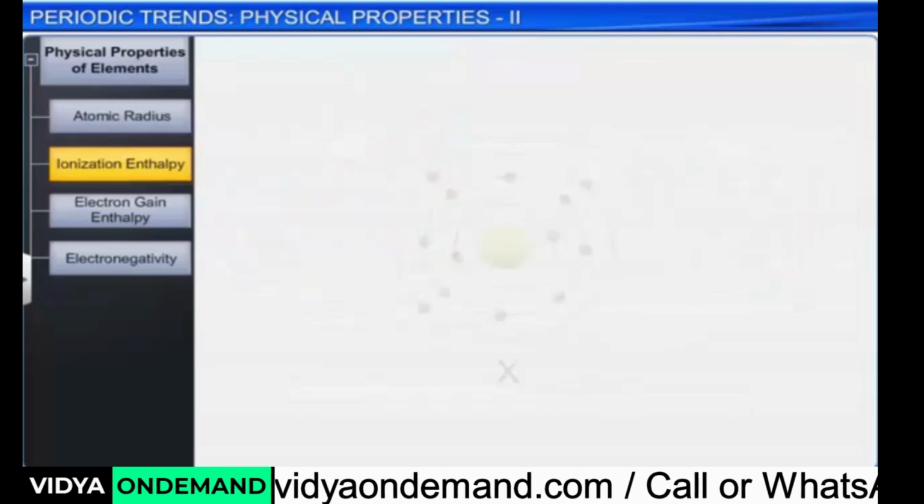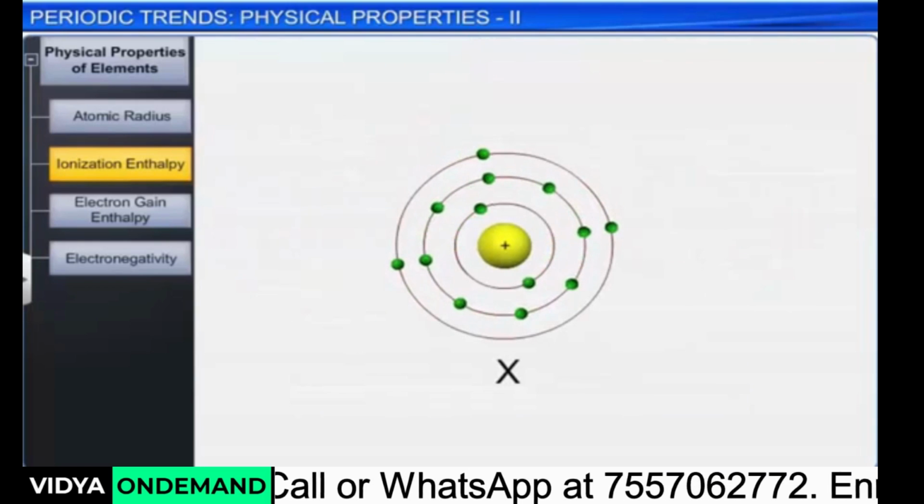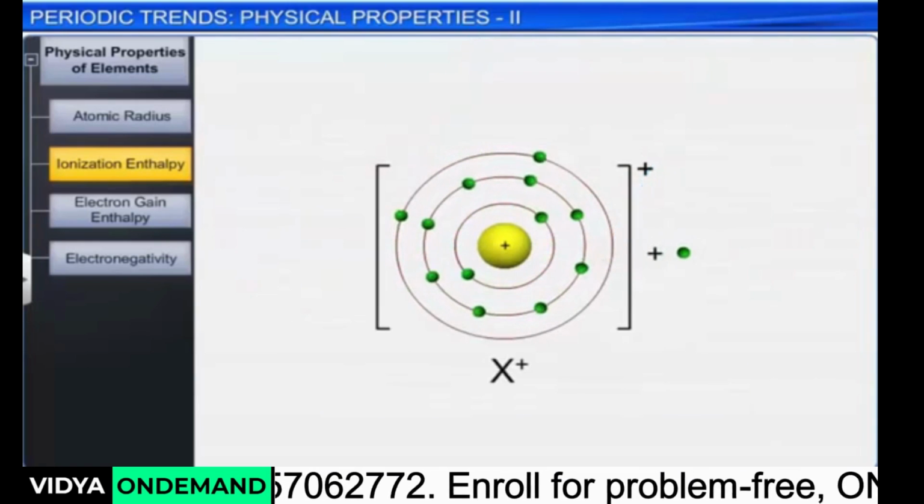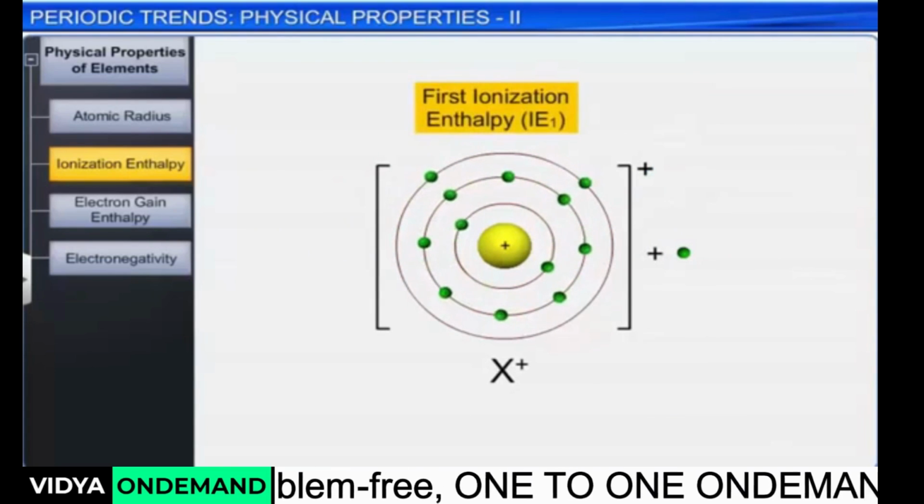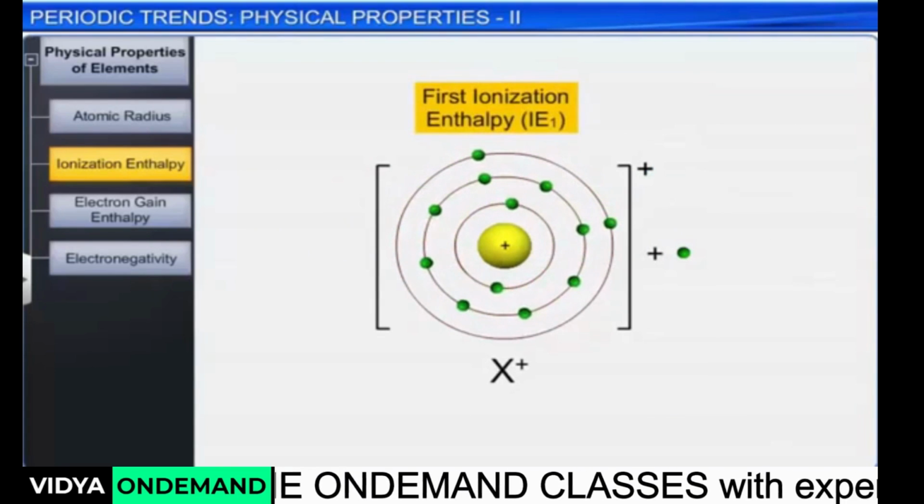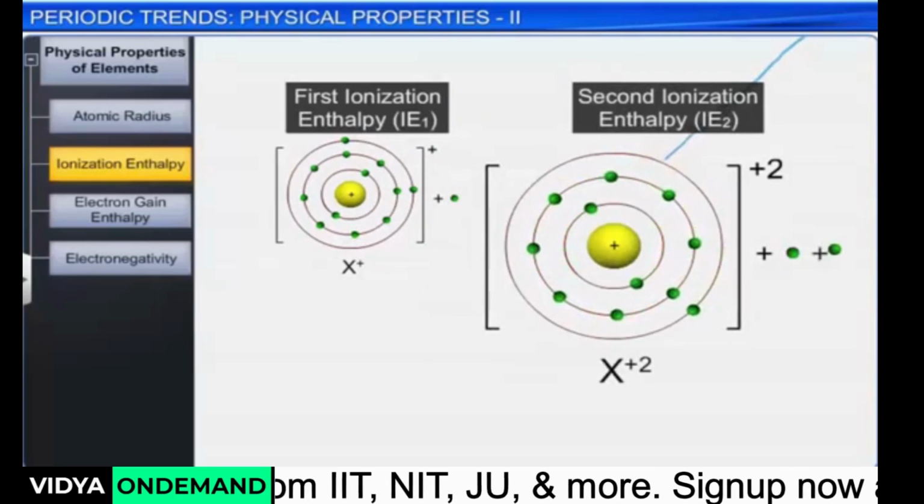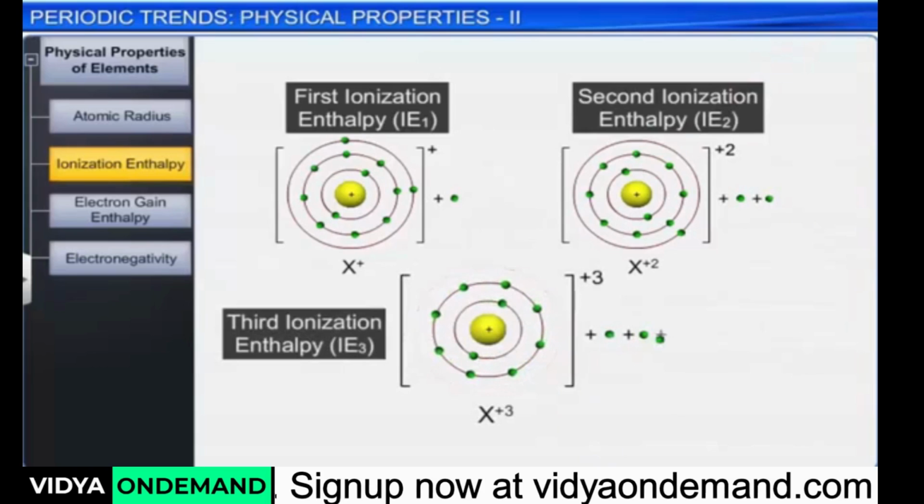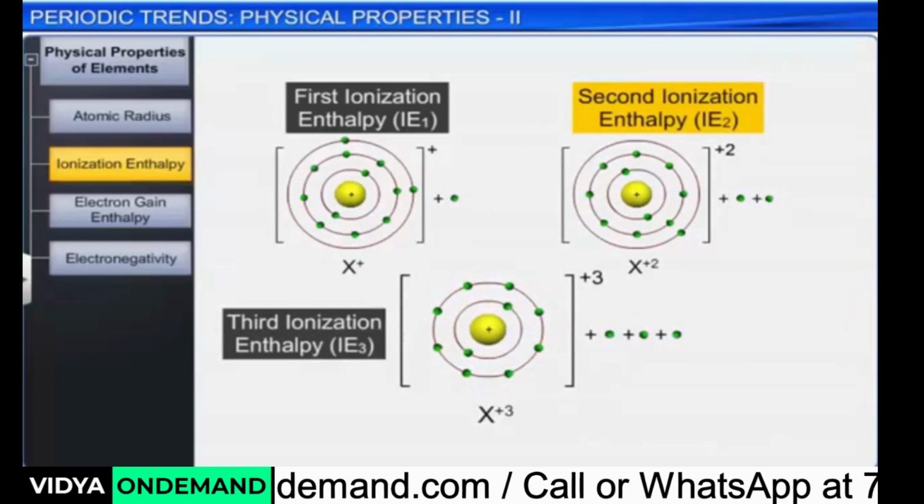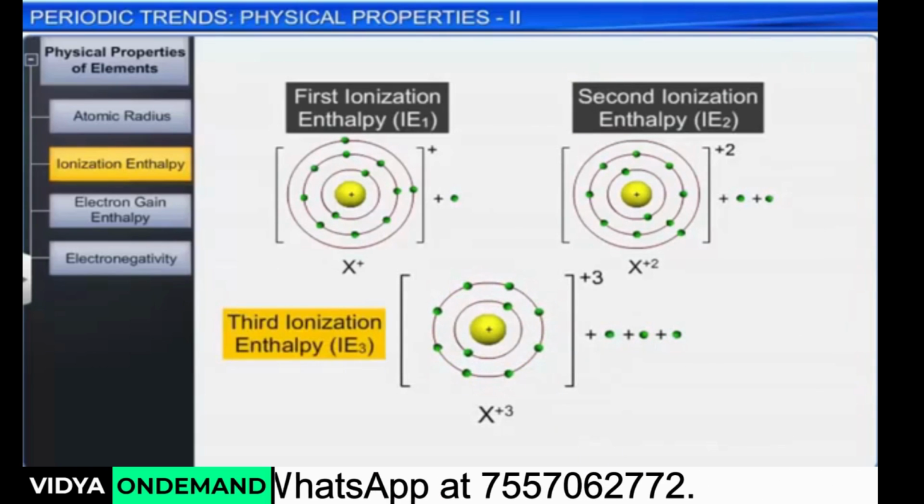The energy required to remove the most loosely bound electron is called the first ionization enthalpy. The energy required to remove the second and the third electron is termed as the second ionization enthalpy and the third ionization enthalpy respectively.